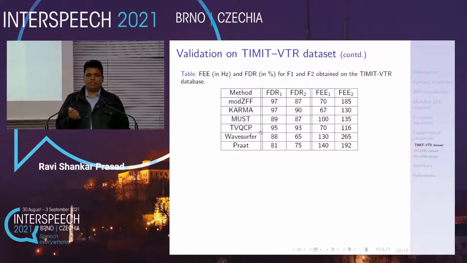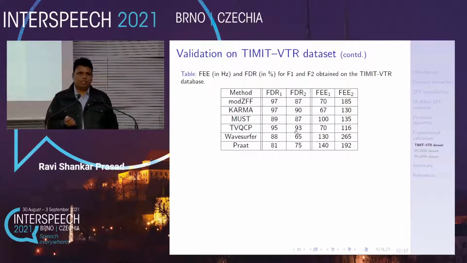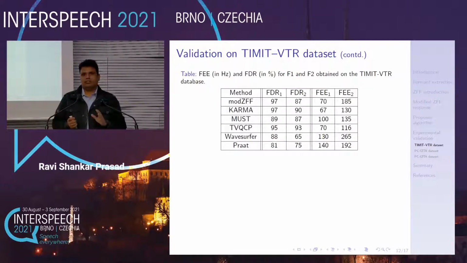So FDR1 is for first, FDR2 is for second. The second formant annotations in TIMIT-VTR sometimes correspond to the spectral peak, sometimes not. That's why we get a little bit lower rate. But the first formant detection is quite high when compared to other methods also. Other methods also perform similarly.